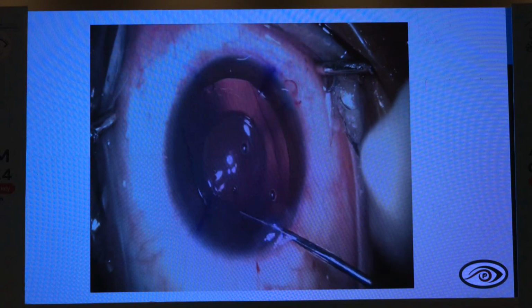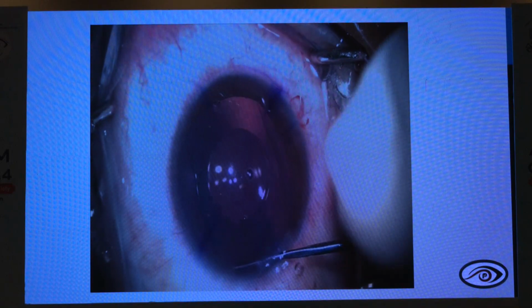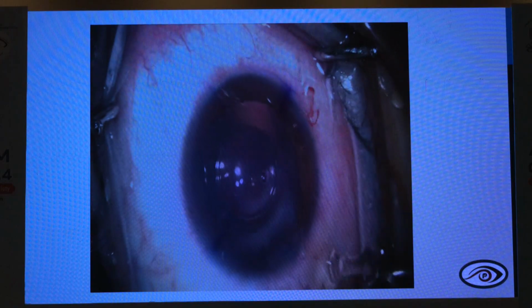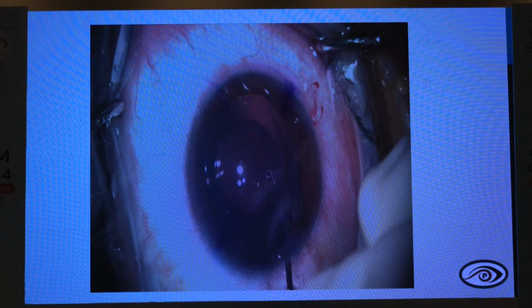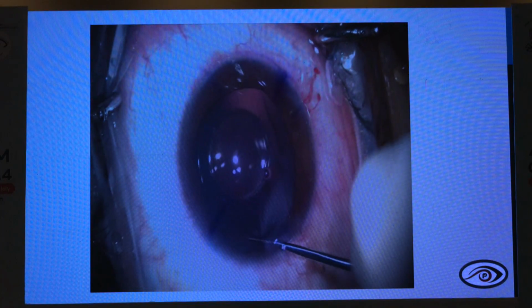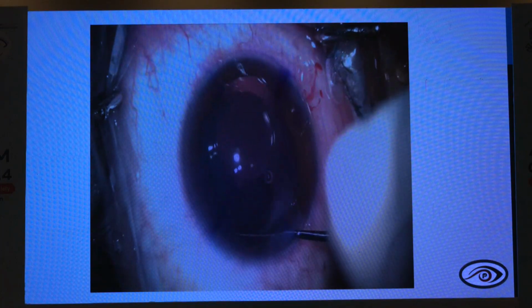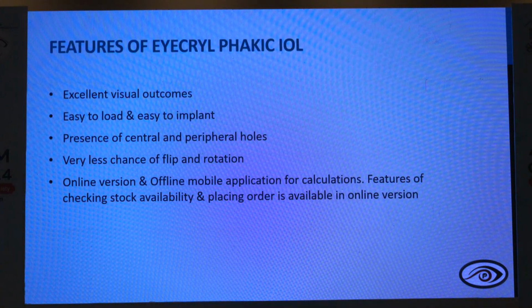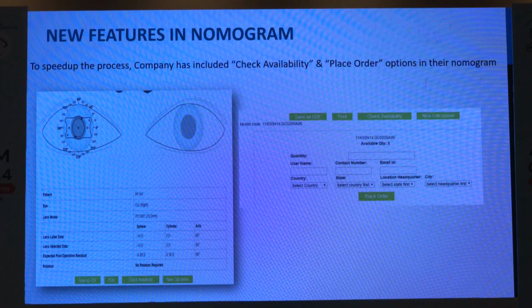You can see here even the rotation is around 15 degrees, so once you inject, normally the lenses are designed so well. And again I want to tell, Biotech has spent most of their time researching this product. The product is really, really good. So this is about the video. These are the features; I think Vardhaman already told. The online version and offline mobile version are also available, and also no chance of flip and rotation.